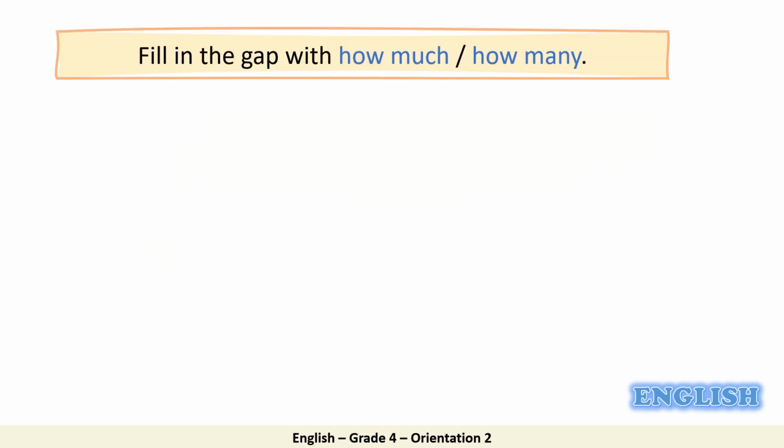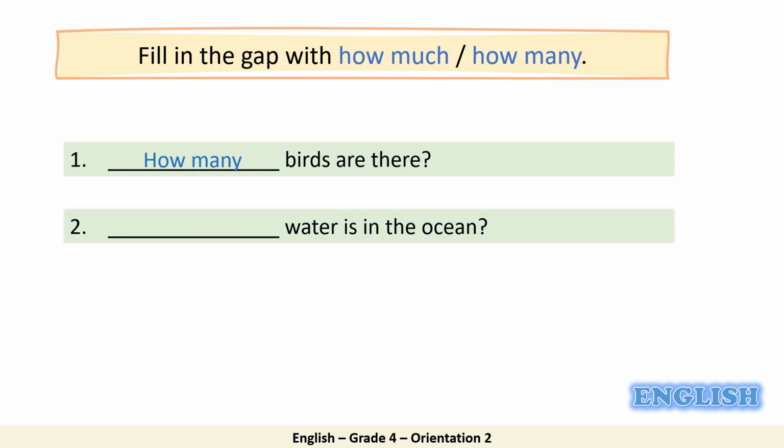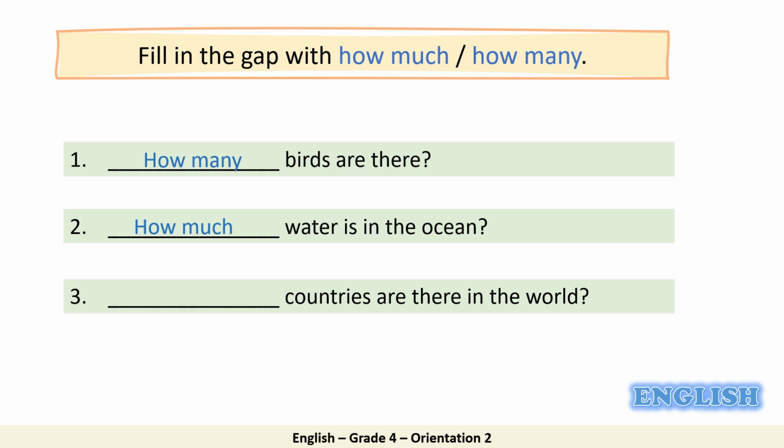Fill in the gap with how much or how many. Number 1. Space, birds are there. We would say, how many birds are there? Number 2. Space, water is in the ocean. We would say, how much water is in the ocean? Number 3. Countries are there in the world. We would say, how many countries are there in the world?